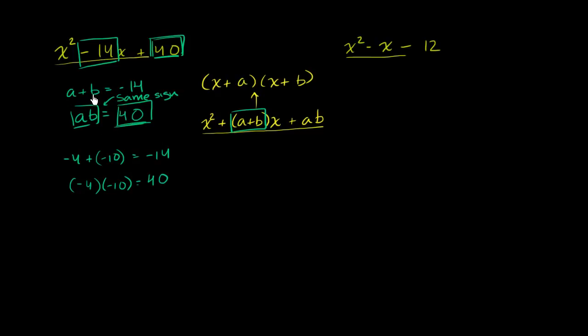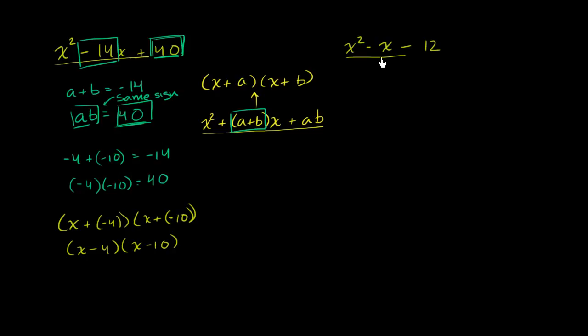And so if you have two numbers that are going to be the same sign and they add up to a negative number, then that tells you that they're both going to be negative. So just going back to this, we know that a is going to be negative 4, b is equal to negative 10, and we are done factoring it. We can factor this expression as x plus negative 4 times x plus negative 10, or another way to write that, that's x minus 4 times x minus 10.